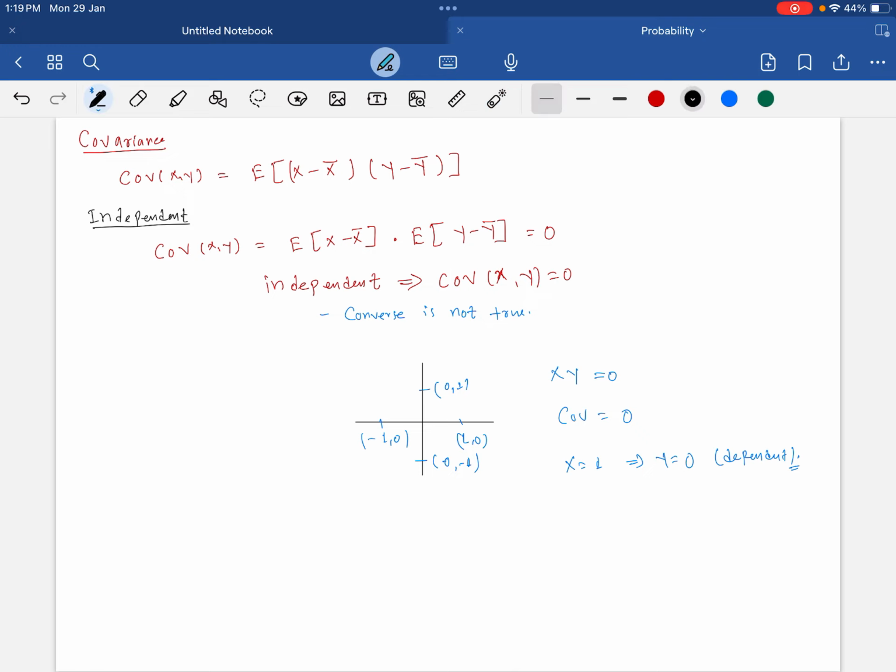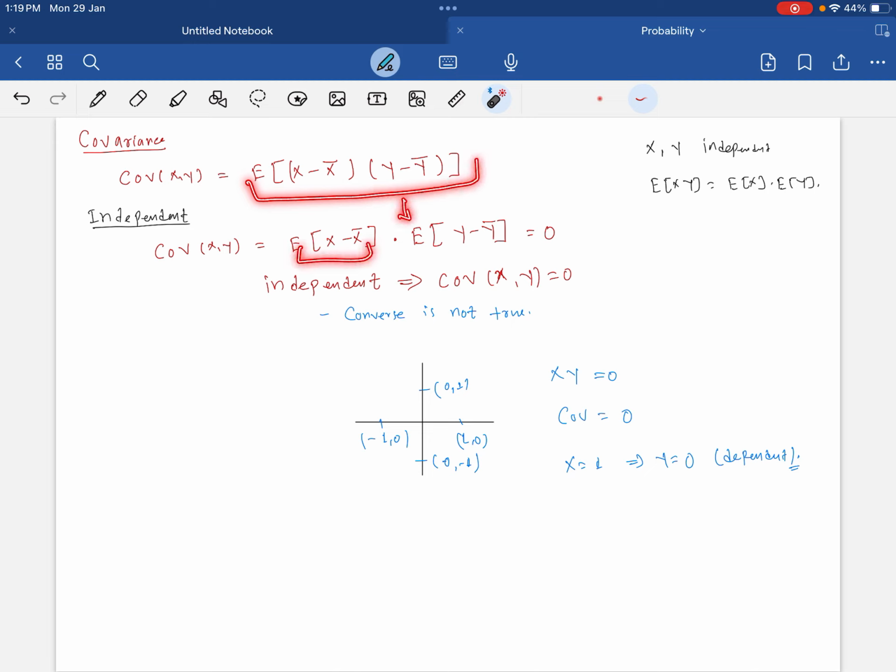So if we have two random variables, X and Y, that are independent, then the expectation of XY we can write as the expectation of X times the expectation of Y, right? Similarly, we can write this expectation as individual expectations. And if the two random variables are independent, then their covariance will be 0. That is one thing. And the very important thing is that if we have two independent random variables, then we can be sure that the covariance will be 0.